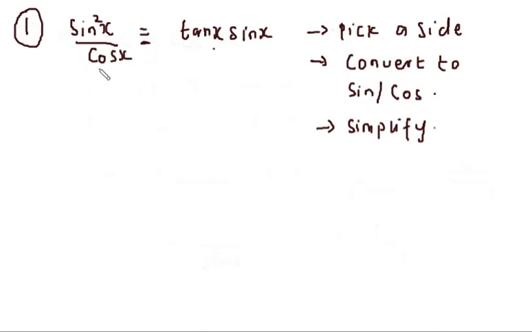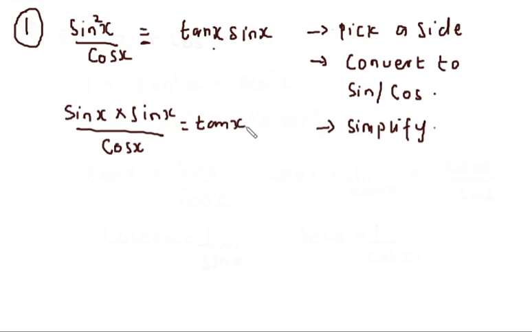After picking the left side, the second step is to convert every term you have there to sine or cos. The third step is to simplify. Now all our terms are in sine or cos, so we move to the third step, which is simplify. We have sine square x over cos x, which is equal to sine x times sine x, divided by cos x.